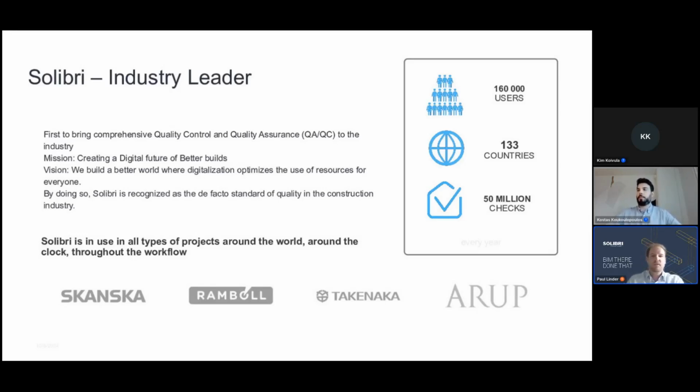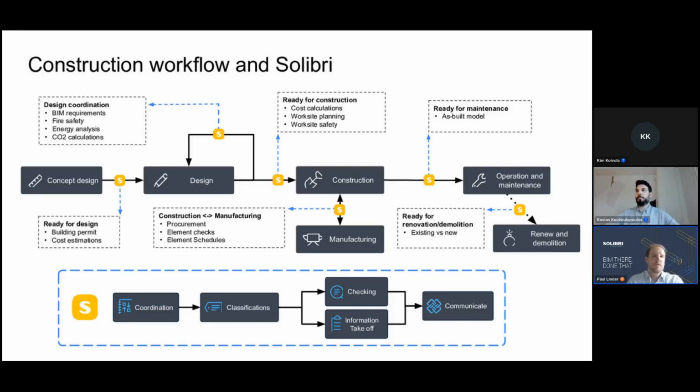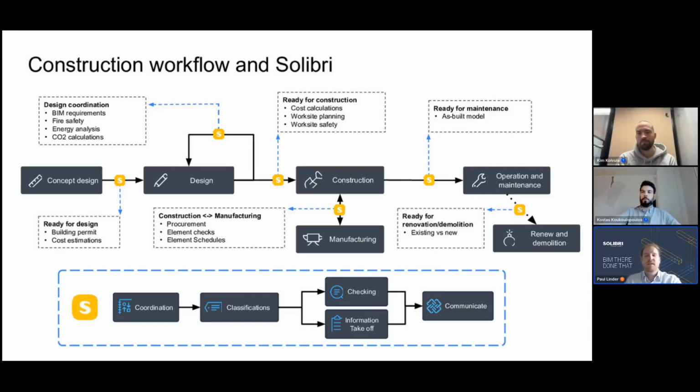You probably ask yourself now when to use Solibri. You can use Solibri in every project phase. That means from the concept design phase, or in the construction, or even in the operation and maintenance phase, to check if as planned is also as built, or to check building codes, or to prepare cost calculation, or in this case to do a CO2 calculation.